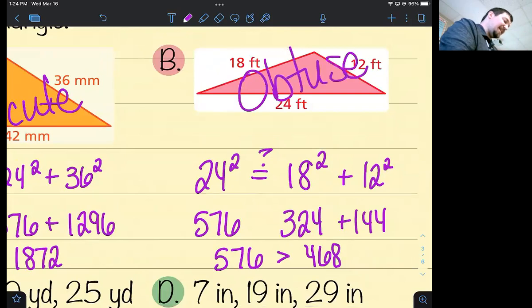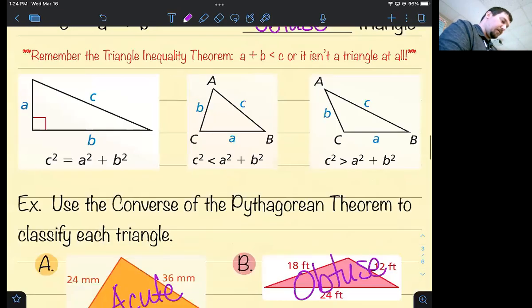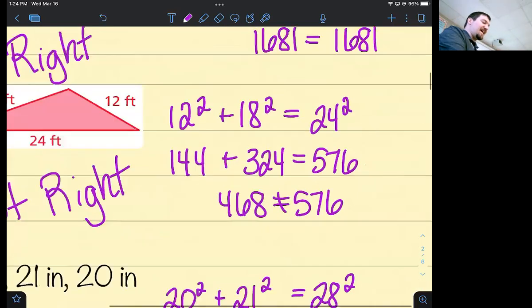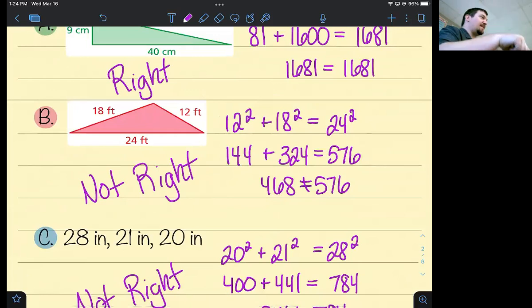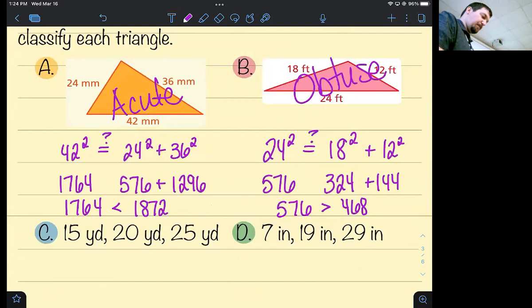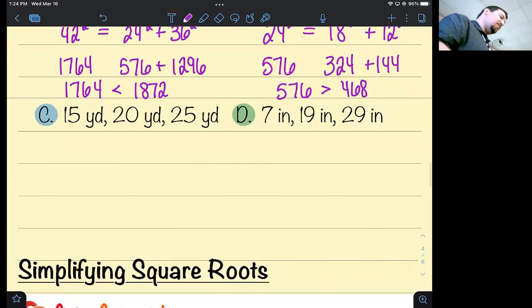In fact, I think it's the same triangle we did up here. Is it the same one? Yeah, the 576 and the 6. Yeah, so instead of just saying not right, I prefer saying obtuse. Now, with this, you know what? Do these next two on your own. I'll pause the video. This time I'll try to actually pause it.